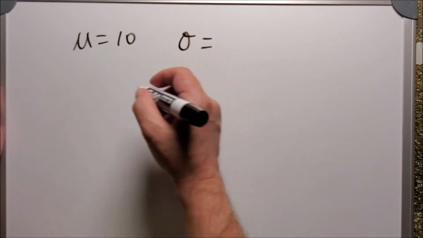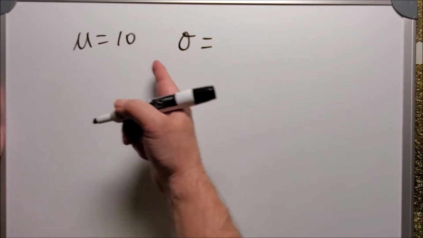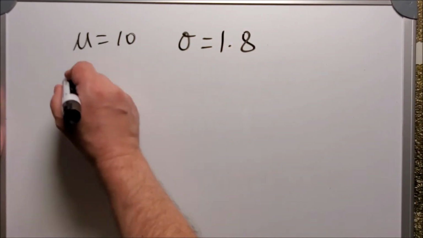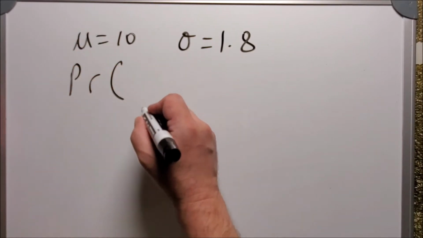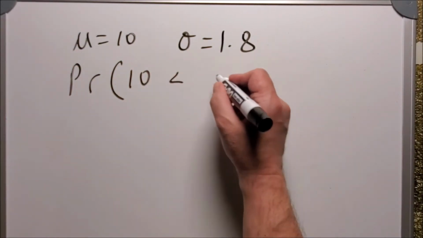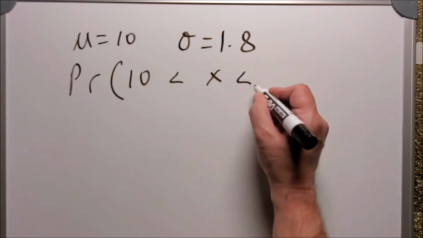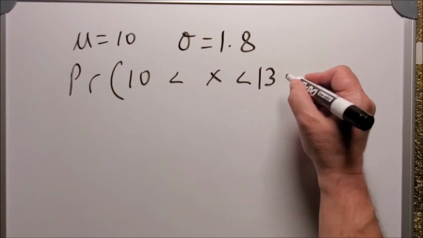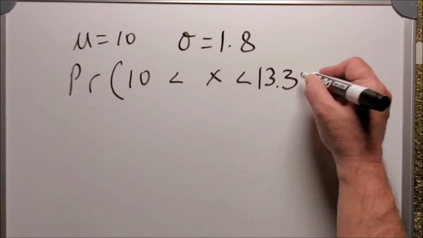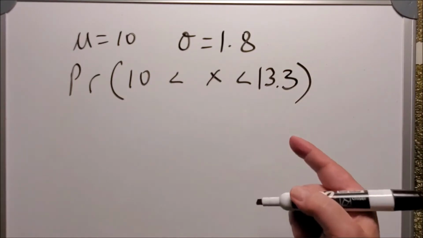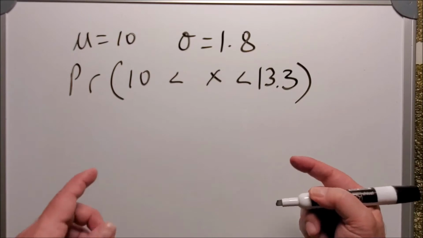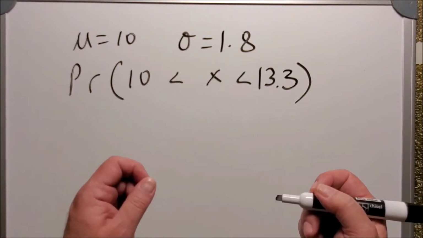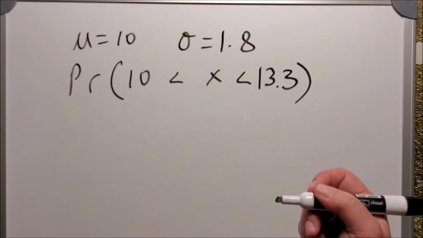In the first one, I proposed that we would have a distribution or a population with a mean of 10 and a standard deviation of 1.8. And the question was, what was the proportion of this distribution, or this population, that would be found between 10 and 13.3? You could also read this as, what is the probability of randomly selecting a score from this population or distribution that was between 10 and 13.3?